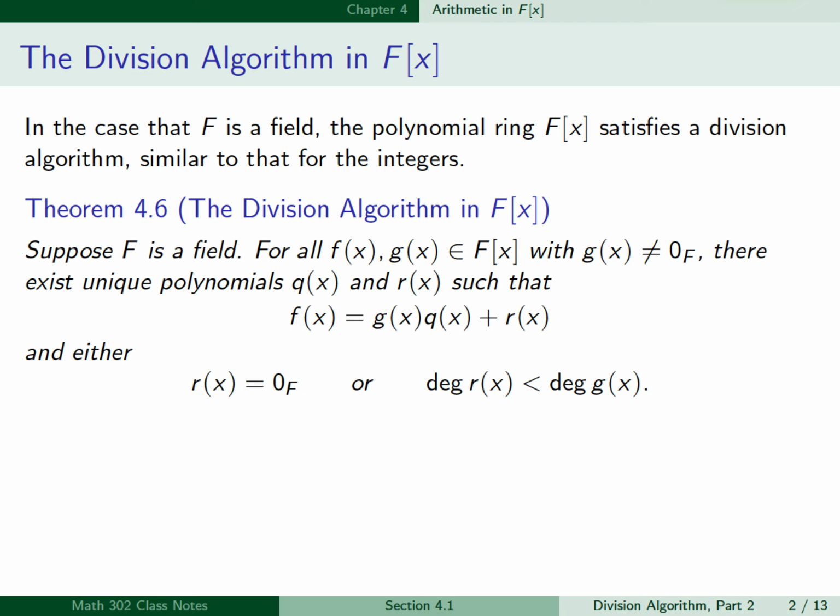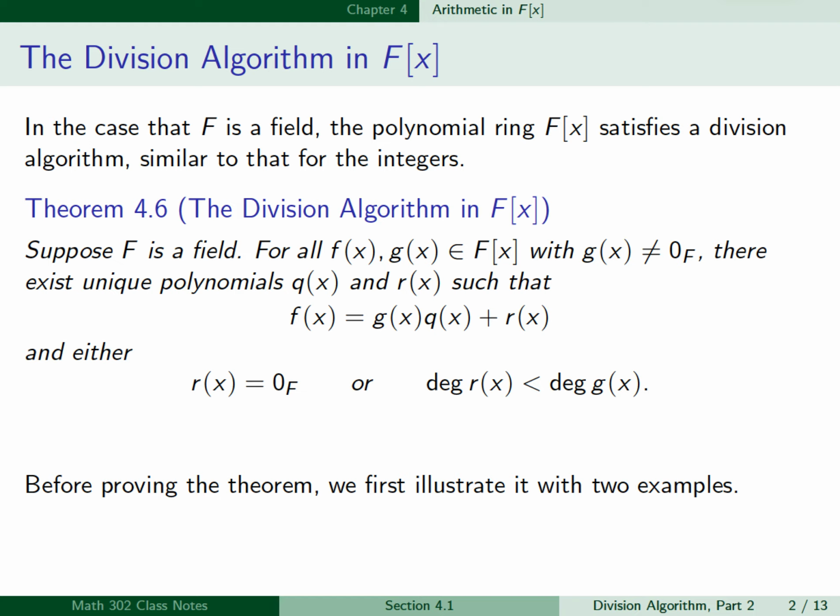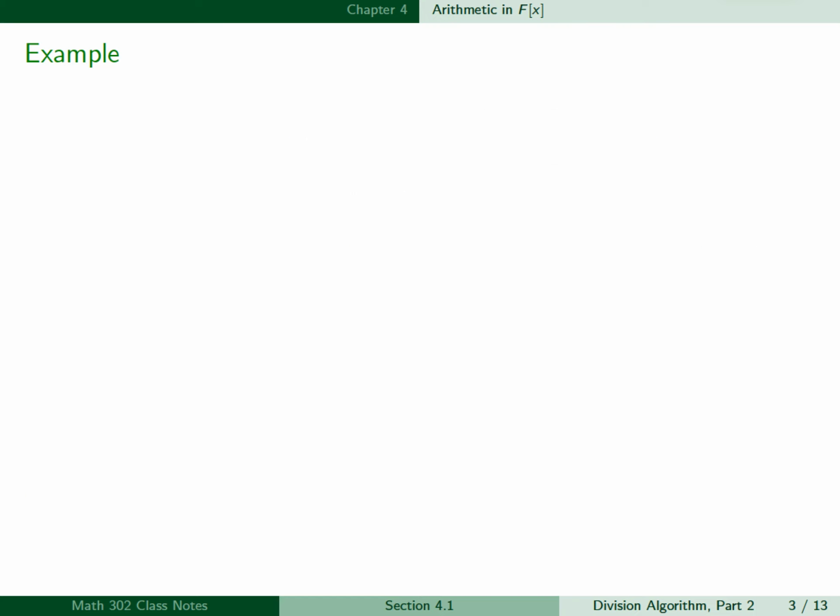Since we're dealing with polynomials, we have to account for the possibility that the remainder polynomial is 0. And then our condition, instead of saying the remainder is strictly less than the divisor, is that the degree of the remainder is strictly less than the degree of the divisor. So before proving the theorem, we first illustrate it with two examples.